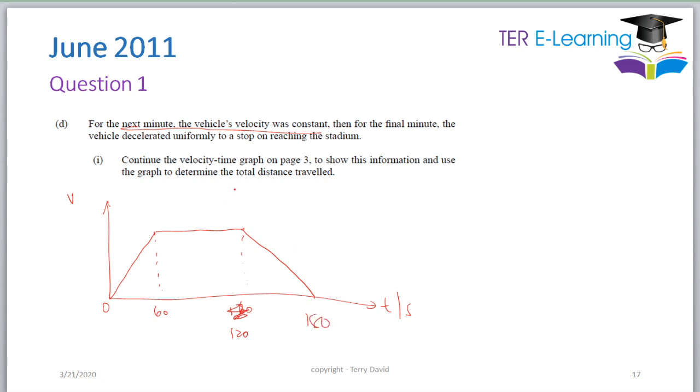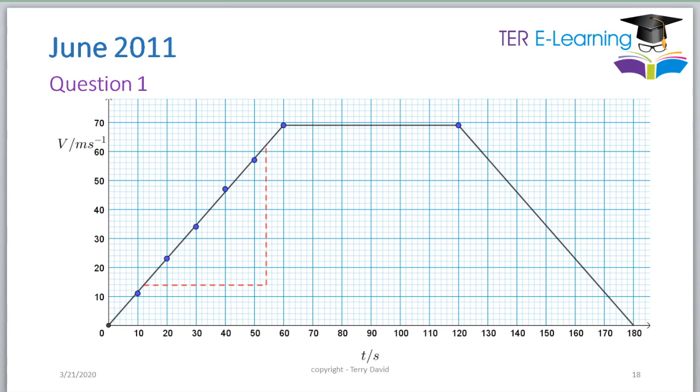So there's a velocity time graph on page 3 to show this information and use the graph to determine the total distance traveled. So I have plotted the graph. This is what the graph looks like, right? We have our velocity time graph. The first linear section, this first piece here, is the first part we had drawn. The part on top here represents constant velocity, and then the sloping part is where it decelerated.